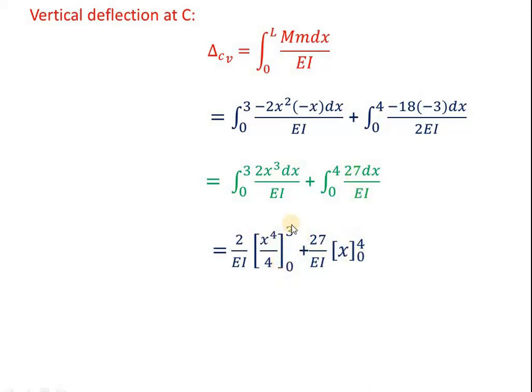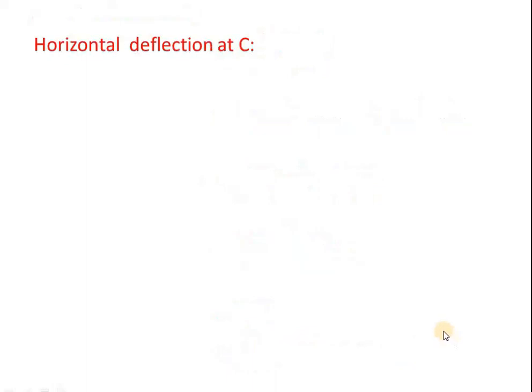So putting the limits as 0 to 3 and here it is 0 to 4. So we will get here 148 divided by EI as the vertical deflection at C, and substituting the given value of E and I and multiplying by 1000, you are going to get in mm, that is 9.90 mm.